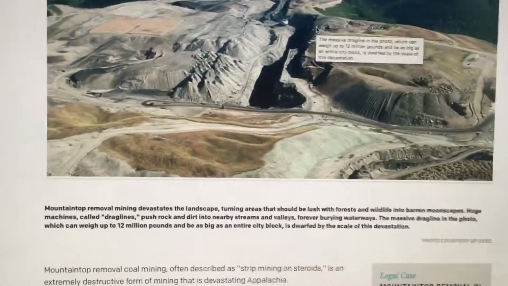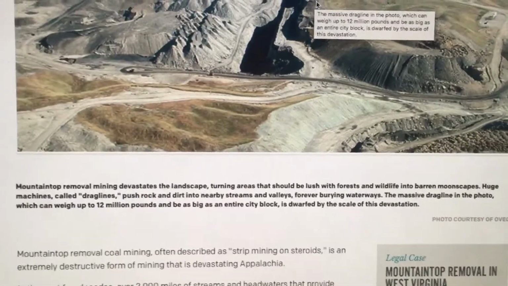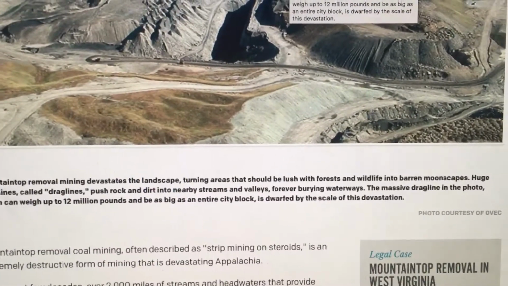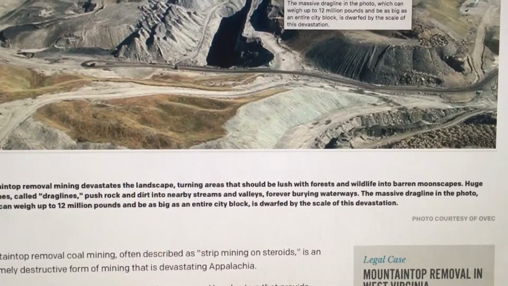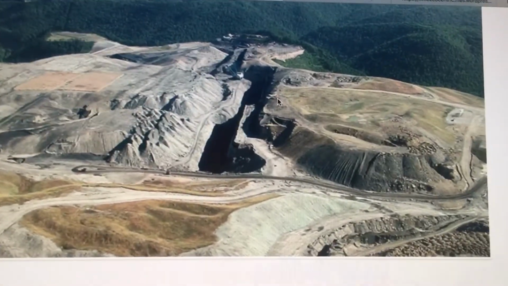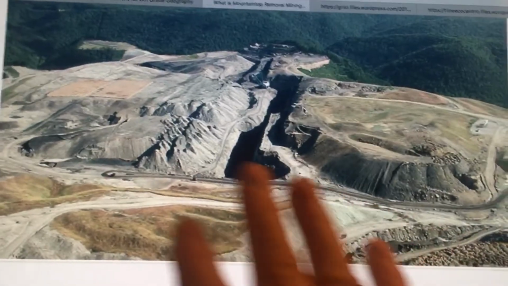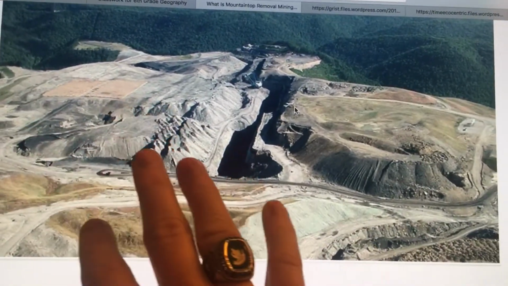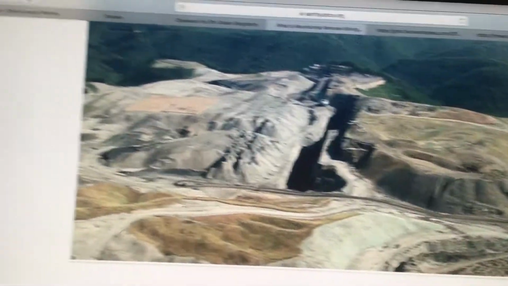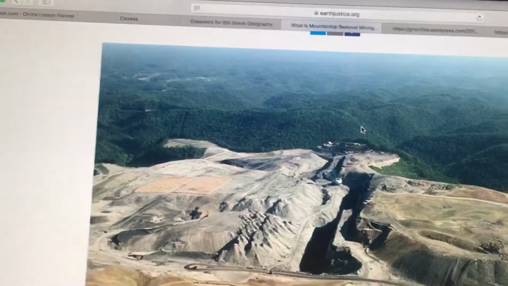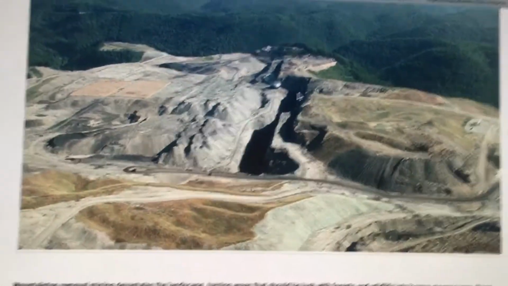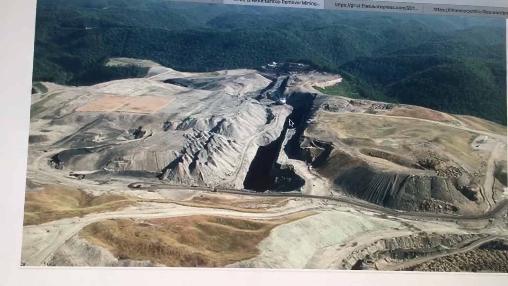If we go back to this article, it says mountaintop removal mining devastates the landscape, turning areas that should be lush with forest and wildlife into barren moonscapes. Basically, it's just what you see. They've set up platforms here to start doing their mining with no regard to the wildlife that is around them. And you can see what it does to the landscape. This is how it should be, and this is what they've done to it. It's a very, very sad situation.